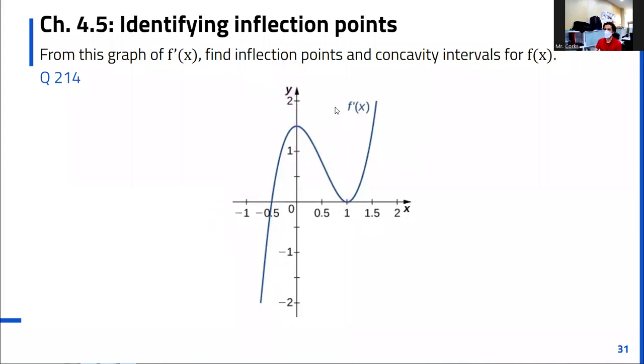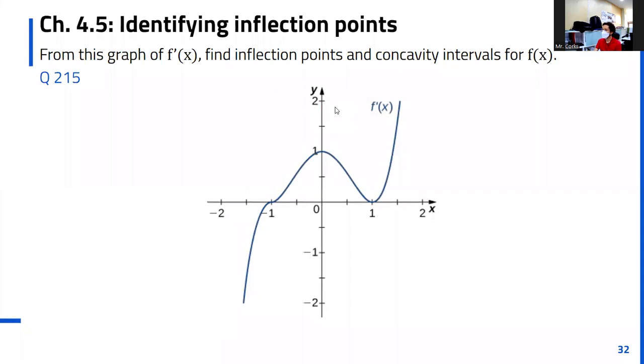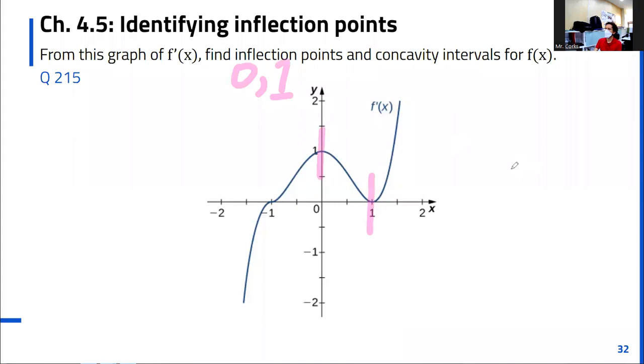Okay, last one. Definitely a little more complicated. All right, so what's happening here? Same process, it's pretty straightforward. We're just saying we have a turning point here and we have a turning point here. Turning points. So those are the 2 inflection points at 0 and 1.